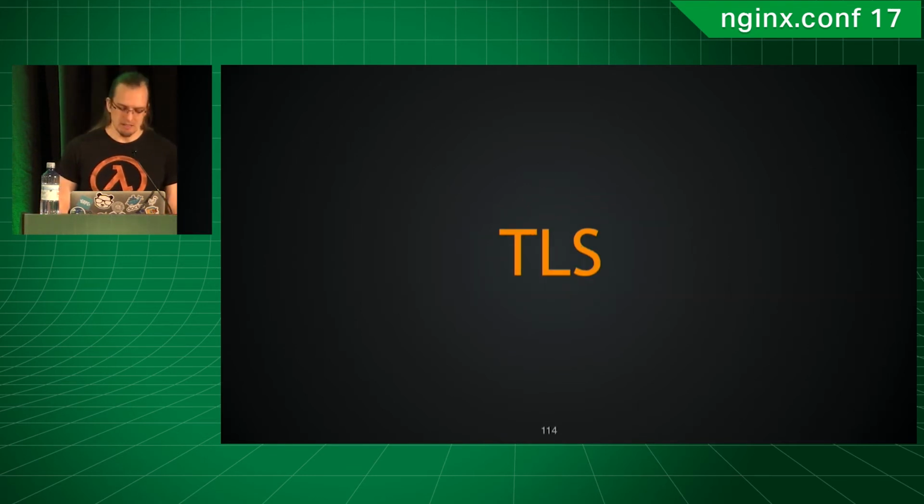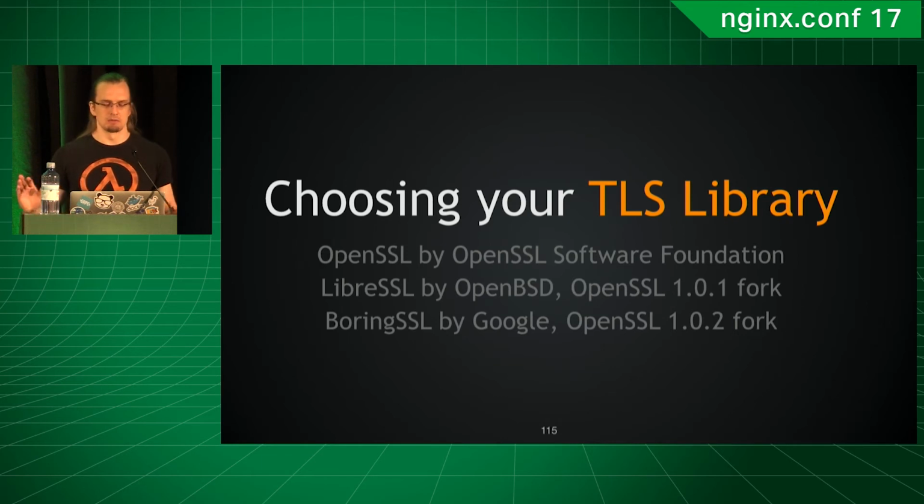TLS is a huge subject, but we will try to quickly cover it. So first, you start by choosing your TLS library. Right now, you can use OpenSSL, you can use LibreSSL, and you can use BoringSSL. There are other forks, of course, but the general idea is that the library you choose will greatly affect both your security and performance, so be careful about that.